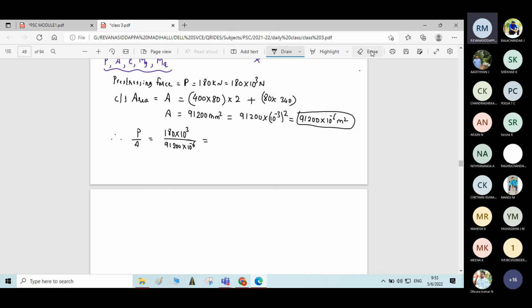Sorry, it is 91,200. The load we have substituted in terms of Newton, and the area we substitute in terms of mm square, so that you will get the stress in terms of Newton per mm square. So it is 91,200. Calculate the answer. It is 1.97 Newton per mm square. So this is the direct stress due to prestressing force.